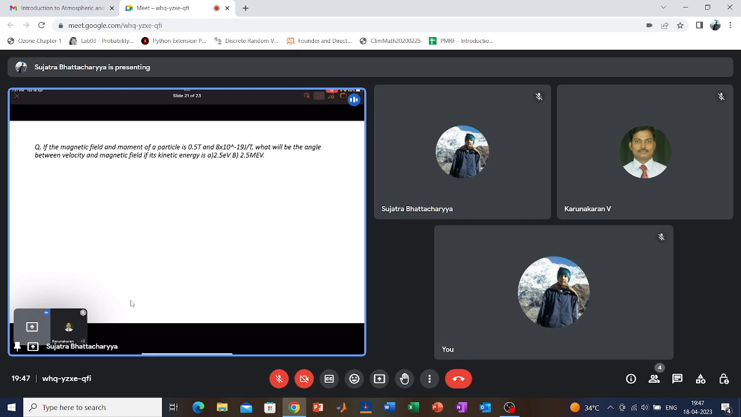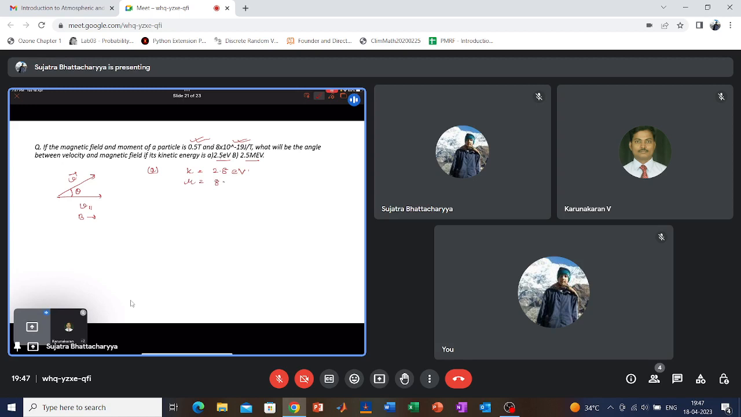Okay, another question is to find out the angle between the velocity and the magnetic field. That is in the magnetic mirroring case, which we have seen, where there is a velocity, and this is the V parallel, which is the direction of the magnetic field, and this is the angle theta. Then for different kinetic energies and given magnetic field and magnetic moment, can we calculate what theta is? In the first case, the kinetic energy is 2.5 electron volt, and in the second case it is 2.5 mega electron volt. So how much change takes place, that is what to see.